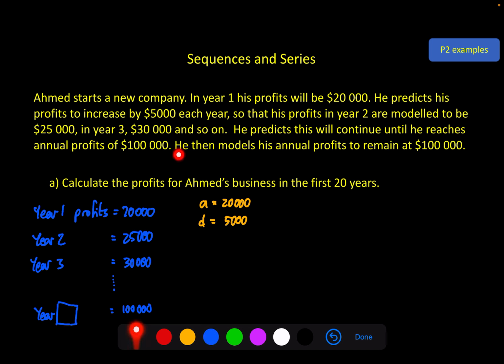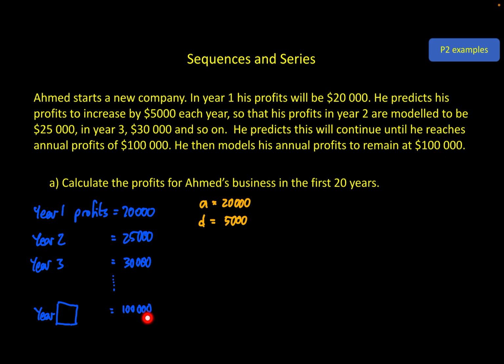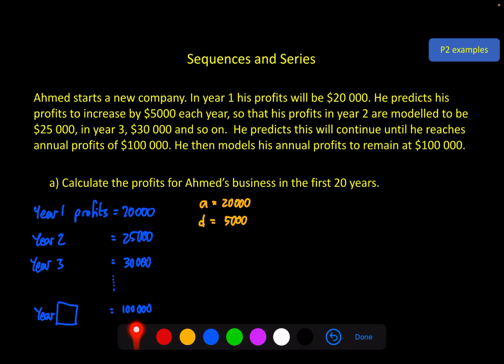But when that happens, he then models his annual profits to remain at 100,000. So at this point, the sequence stops, and it doesn't add 5,000 each time. It just continues 100,000, the next year 100,000, the next year 100,000, and so on. And the question is, calculate the profits for Ahmed's business in the first 20 years.